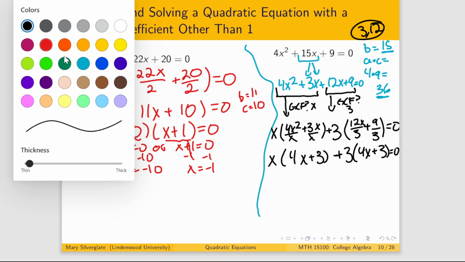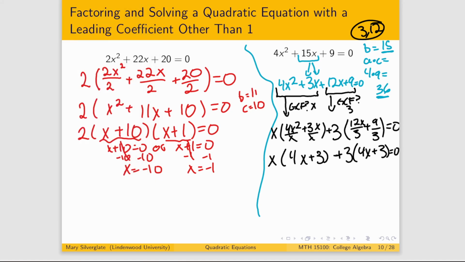Now the reason why we came up with the numbers that we did, and if we did this right, is these two parentheses are now identical. So what we're now technically doing is we're factoring out a 4x plus 3 from each of these terms. And then in the next parenthesis, x times (4x plus 3) divided by (4x plus 3) leaves me with x. 3 times (4x plus 3) divided by (4x plus 3) leaves me with 3.